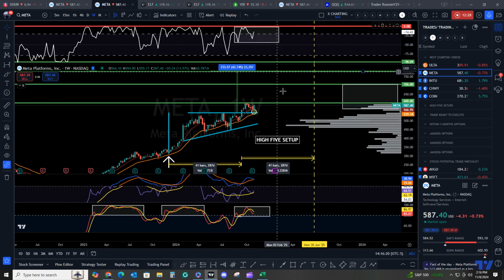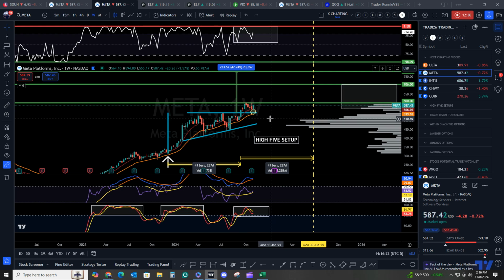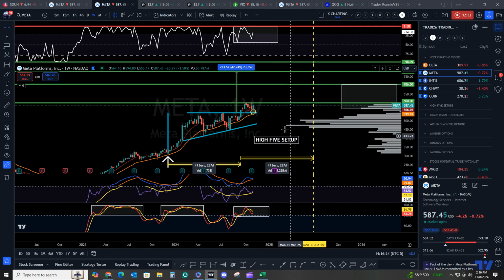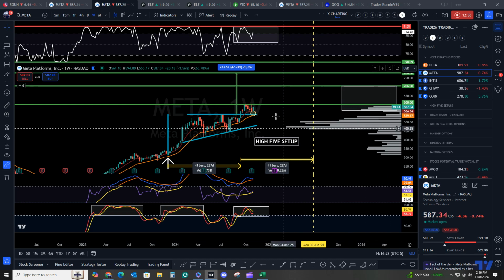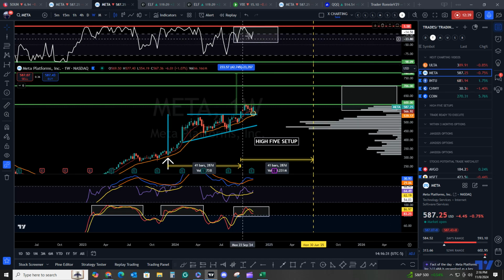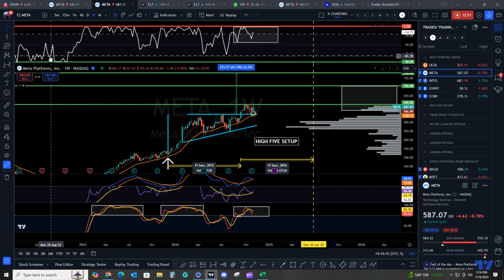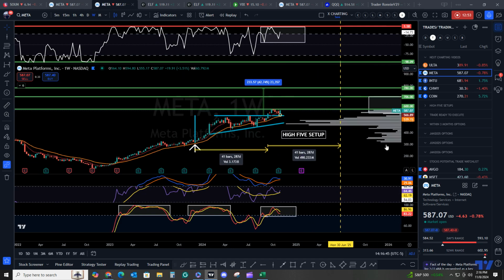But I still see plenty of room to run on Meta from a fundamental standpoint, but also from a high five standpoint as well. So we have a high five setup. Bonus, like I usually talk about, is your Williams R percentage, which helps guide you on whether it's time to get out of a trade. This is the first indicator you look at, or if it's time to get into a trade after a bottom, this is the first indicator you look at.